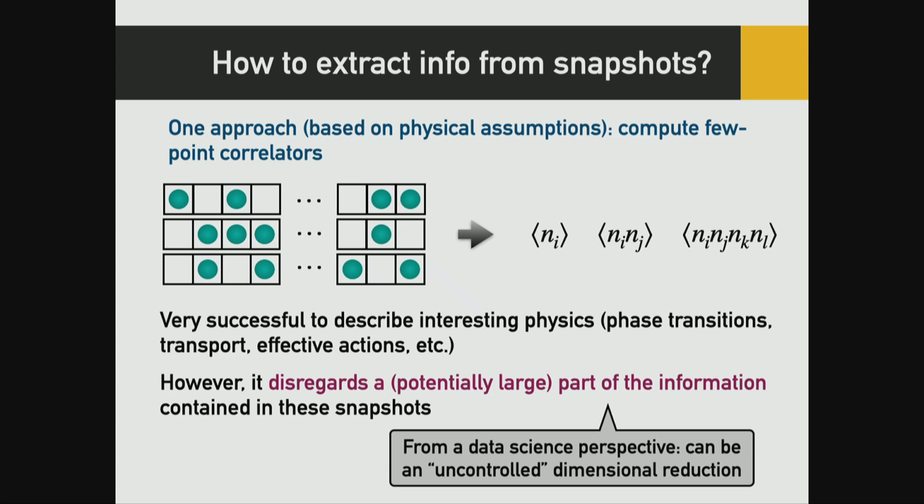However, from a data science perspective, if you want, what we are doing here is a kind of dimensional reduction. The many-body wave function snapshots are really large objects, and by only extracting these few-point correlators, we are reducing the dimensionality of the problem. But in a way, this could be an uncontrolled dimensional reduction, because we are not sure whether what we are throwing away could contain, let's say, physically relevant information about the system.